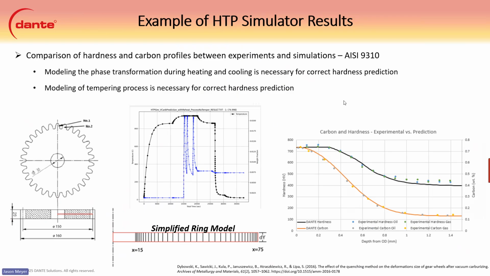And then we also have an example here. This is some results that worked pretty well. We found this paper from Poland here. You can see the credits here at the bottom. But they had this pancake gear that they ran through a low pressure carburization process. You can see that process here.